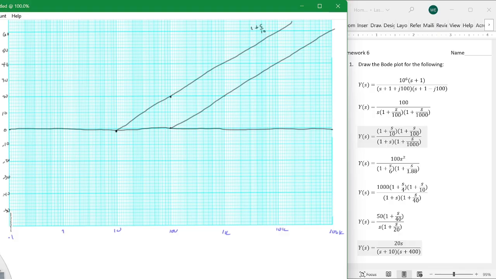What about the denominator? What about this one right here? It's at 1. What does it do? It goes down. What about this one? Adam? It goes at 1,000, right? What does it do? Up or down? Okay, very good.